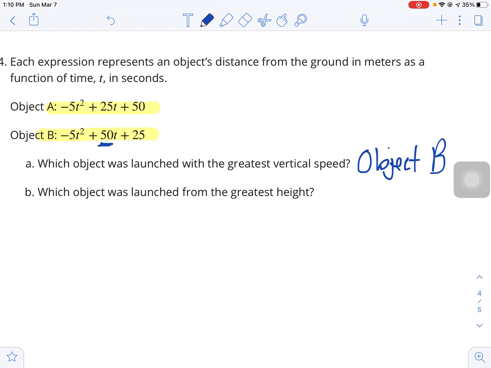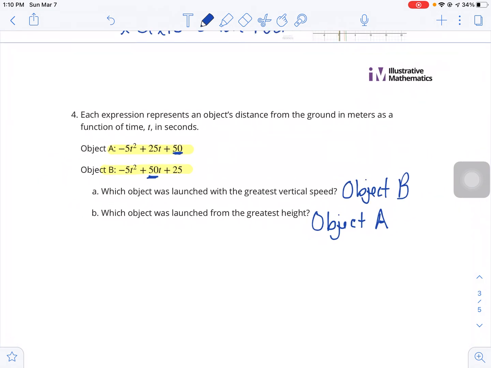And which object was launched from the greatest height? Remember, this term out here, that last constant term, is our initial height. And so that would be object A, then, started at 50 meters and B started at 25 meters. And that's it. I hope this helped.